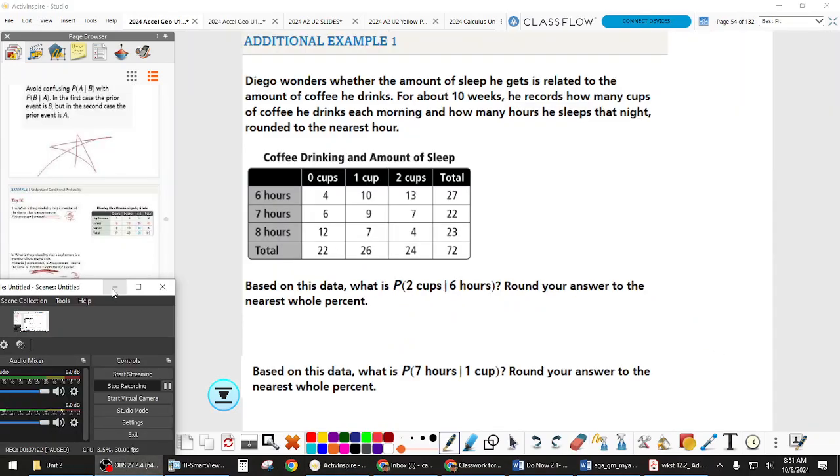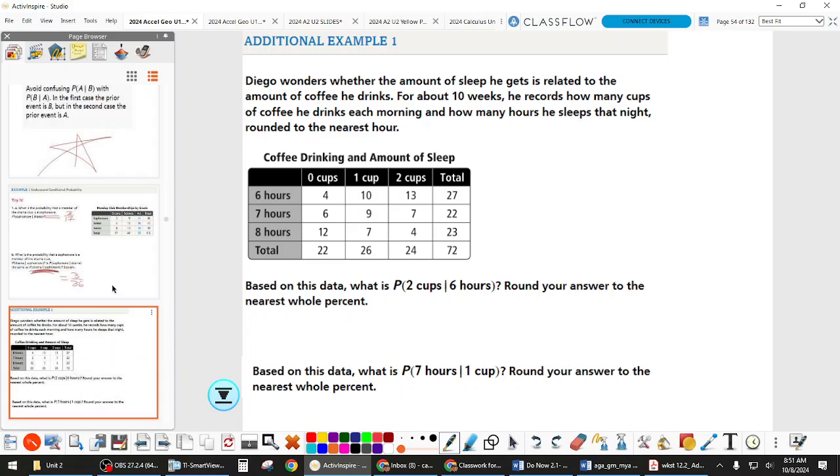They should learn. Okay. So, Diego's wondering whether the amount of sleep he gets is related to the amount of coffee he drinks. So he's recording cups of coffee and hours of sleep. So, based on this data, what is the probability of, I'm not going to say it because that gives it away. So round your answer to the nearest whole percent.